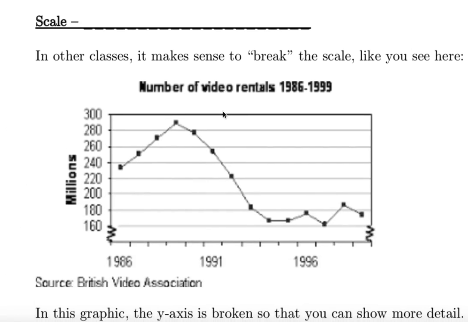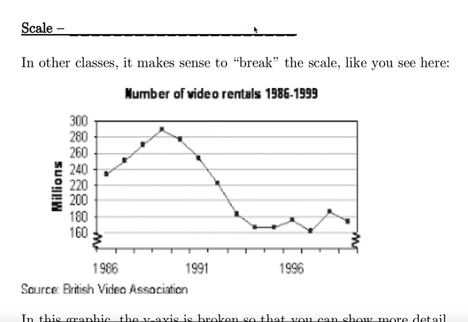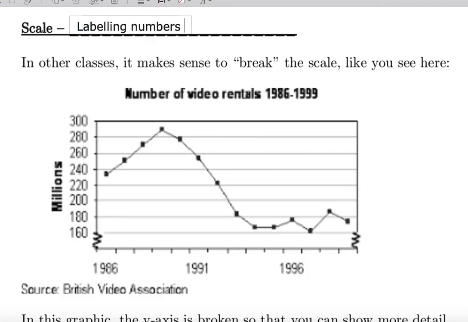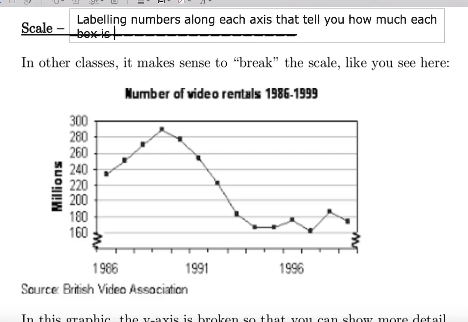And you see partway down the page here, it says scale, and there's a blank for you to fill in. What I want you to write in this blank on page 4 of your unit book is a definition for scale. It's kind of a vulgar definition that we're going to put in. It's not really a very formal mathematical one. But what I want you to write in is something along these lines. We'll say that scale is labeling numbers along each axis that tell you how much each box is worth.